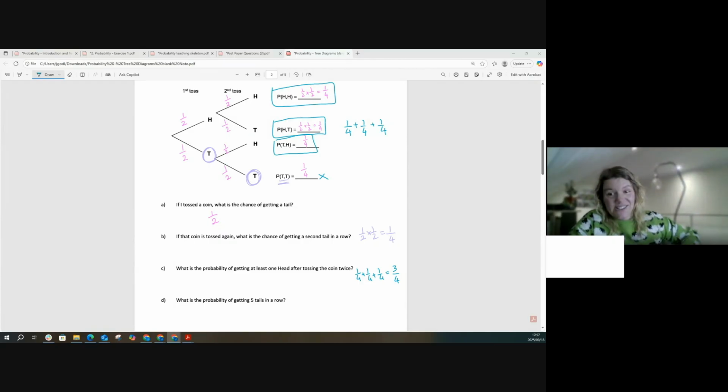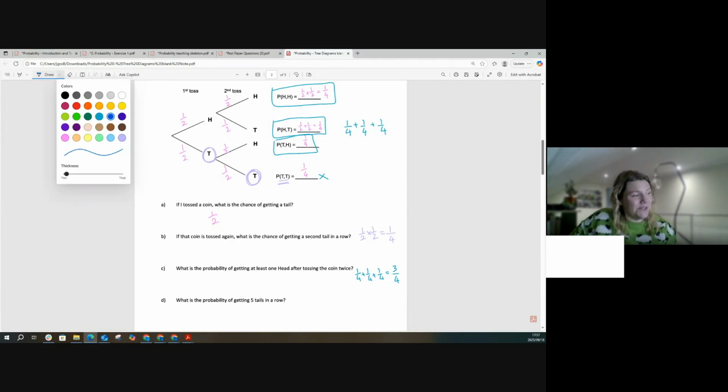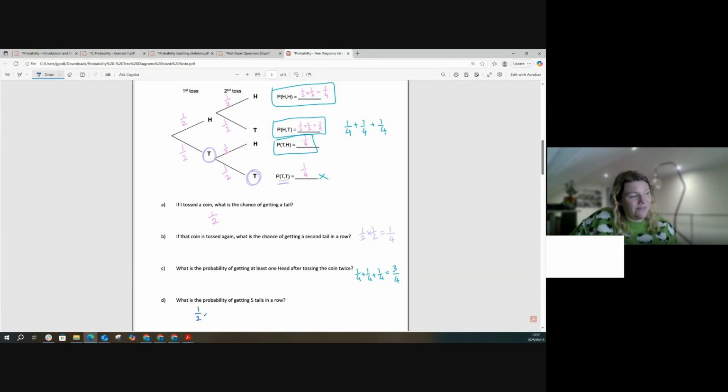Does seem like a low chance, doesn't it? So the probability of getting 5 tails in a row, what we're going to be doing is we're going to say, well, cool, that's going to be a half times a half times a half times a half times a half, because each one of those is going to be a flip. And that's going to give me 1 out of 32. So it's possible, but the chance is low of getting 5 tails in a row.